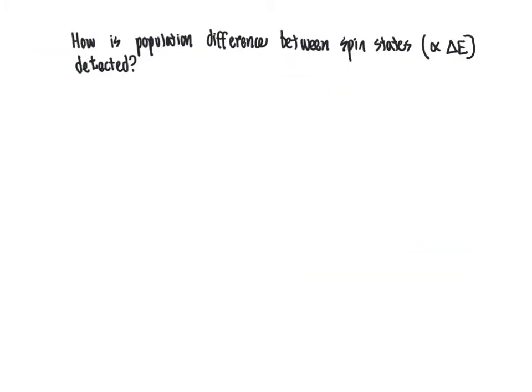So how do we go about detecting that difference in population between the two spin states? In other words, how do we actually detect the NMR signal? How do we detect that population difference in spin states, which remember is proportional to the difference in energy between those spin states? Well, in most cases, the common NMR system is what's referred to as a pulsed Fourier transform NMR system. So it's a pulsed FT, which is for Fourier transform system.